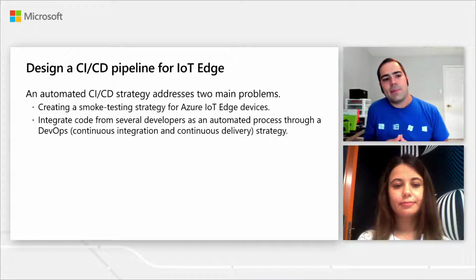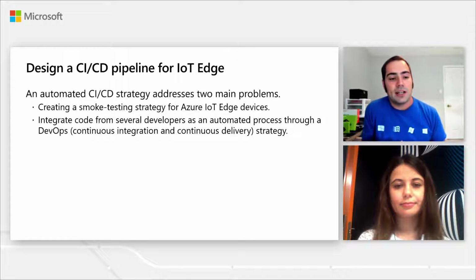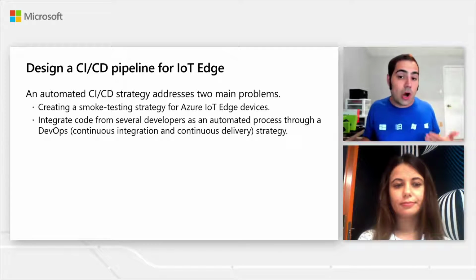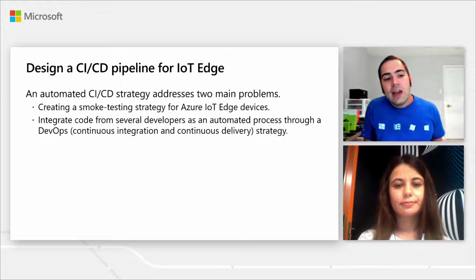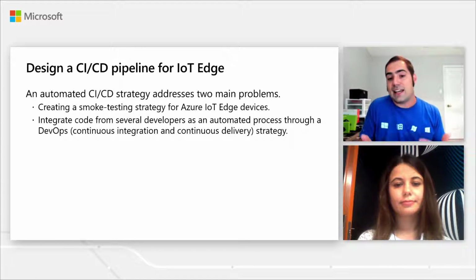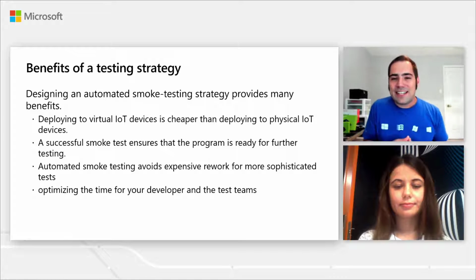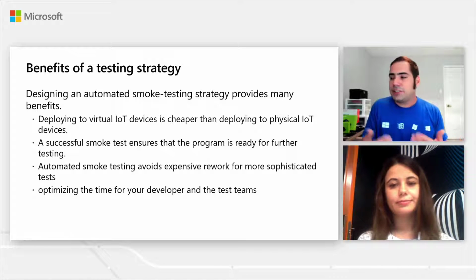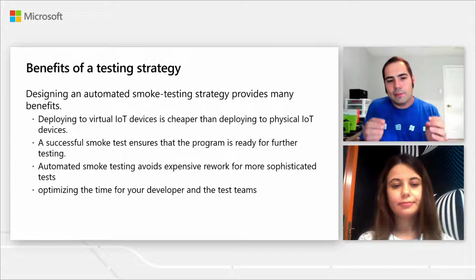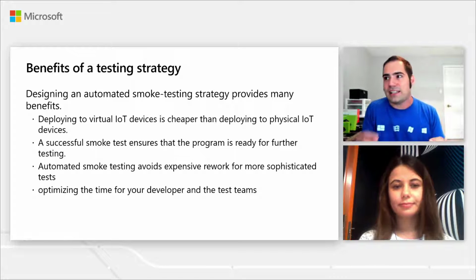So one of the interesting things about an automated CI/CD strategy is that it addresses a couple of problems. For one, we can create a smoke testing strategy for our IoT Edge devices, meaning we can actually validate that our deployments are good before we ship them out. And we can also facilitate integrating code from several developers in an automated process, as you saw on the previous slide. Now, some of the benefits of this testing strategy might not be apparent. So Aisha, would you like to share with the audience how we might be able to get benefit from using a smoke test strategy for this particular solution?